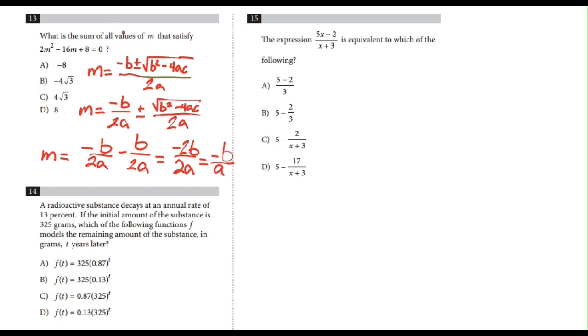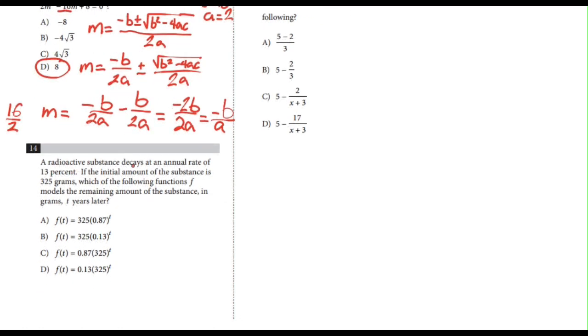So in order to find out what the solution is, all we need to do is divide negative b by a. We have that b is negative 16, so negative b will be positive 16. And for a, we have 2. So to simplify this fraction, negative b over a, this is going to be 16 over 2, which is going to equal 8.